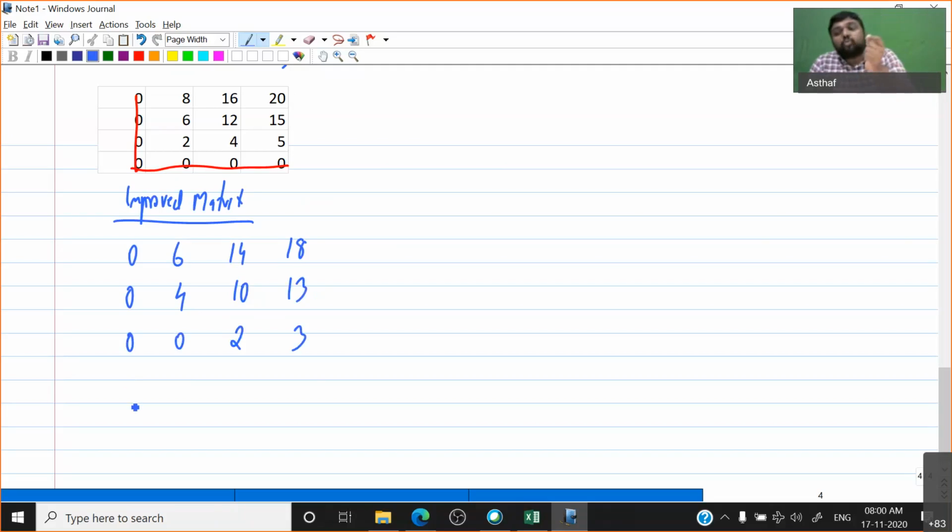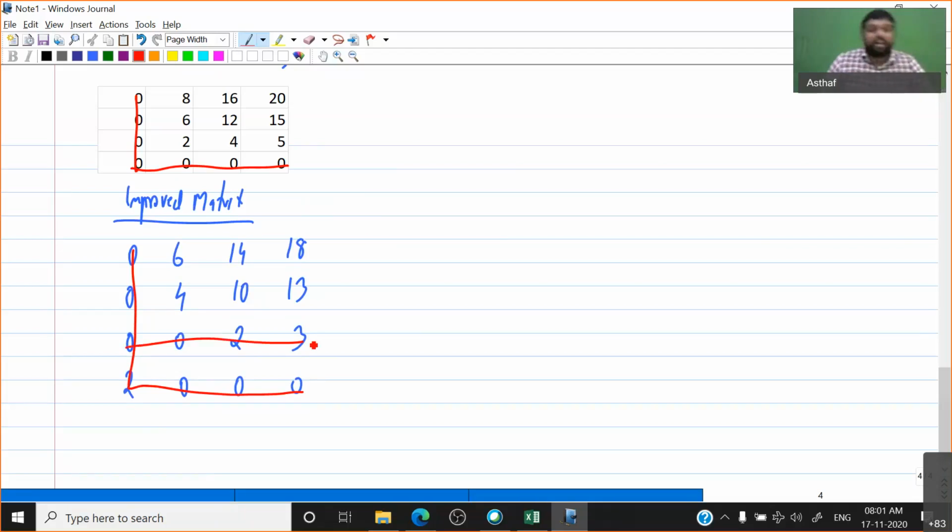See, the last one is an intersection. What do we have to do at the intersection? At the intersection we have to add. So we have to add it to 0, 0. Now what do we have to do? Again the same step, that is the optimality test.